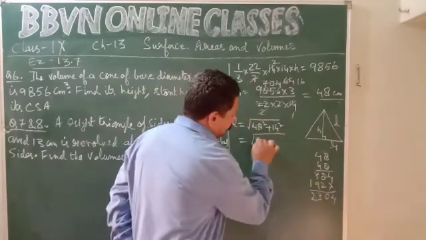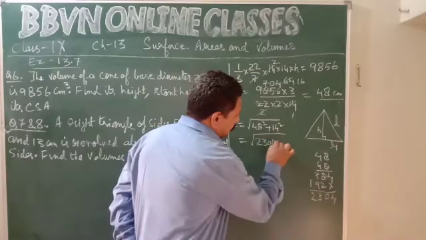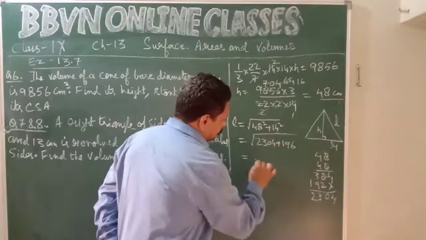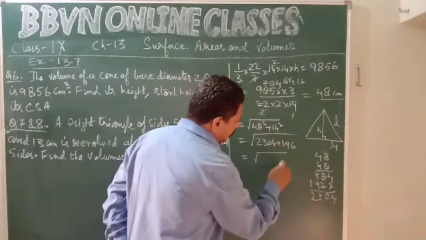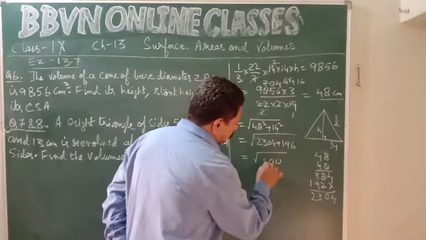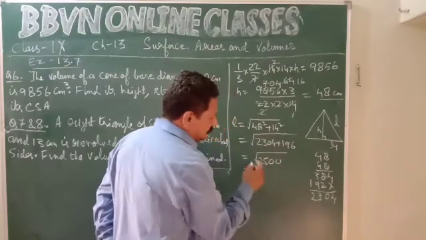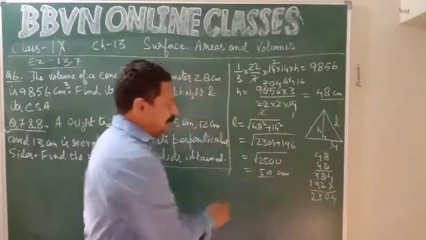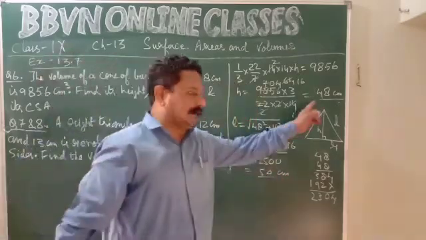Now 48 square, under root 2304 plus 14 square is 196. So this becomes under root 2500, that is 50 centimeters. So we got the slant height, we got the height.